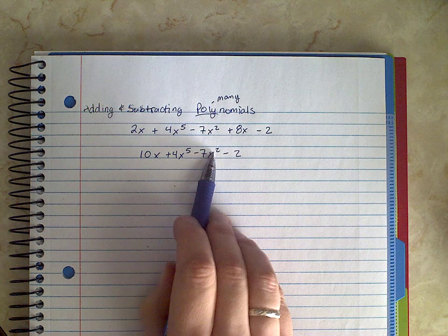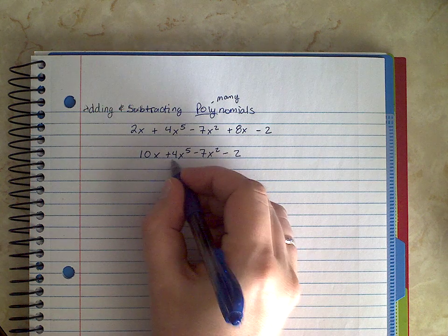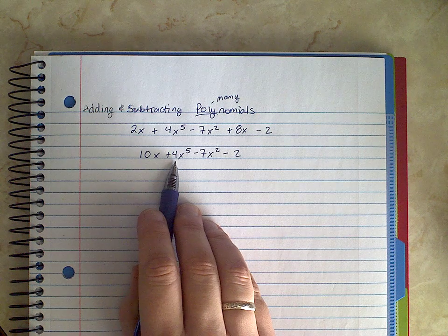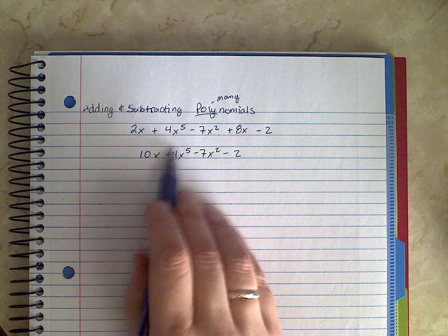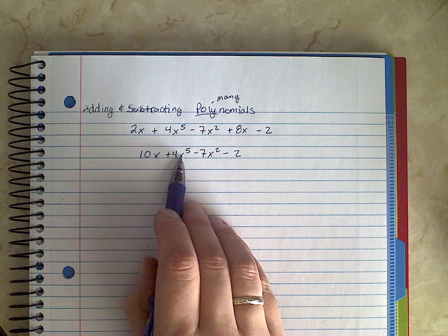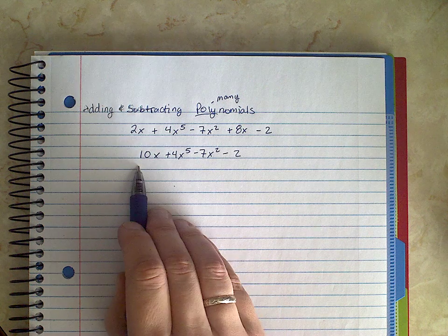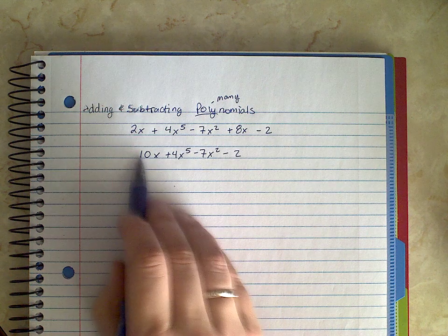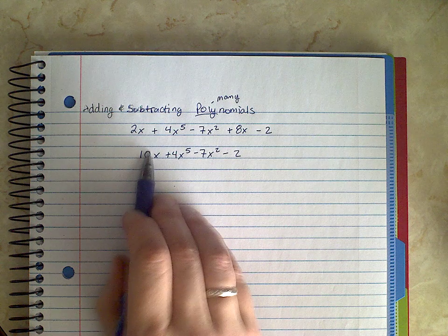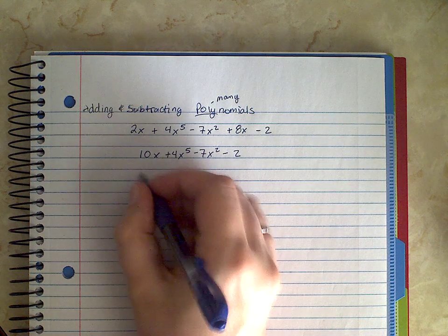This one has the highest exponent? No. I said 4x to the fifth. Yeah, 4x to the fifth has the highest exponent, right? It super does. So this one should come first. It's considered proper in math to have this one come first. It's just rude, the mathematical equivalent of rude, to have this one come before that one. So we should rearrange these so that 4x to the fifth is first.